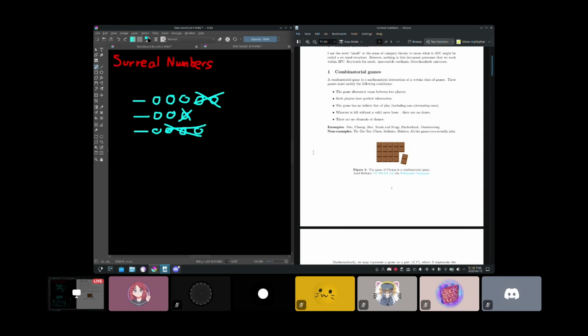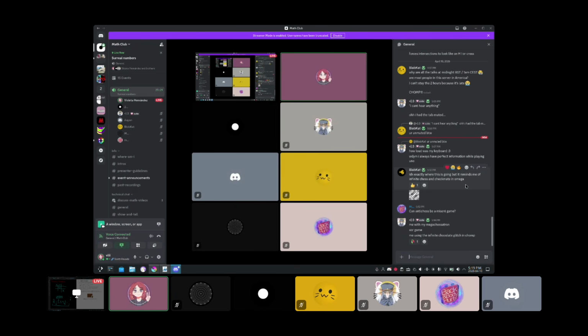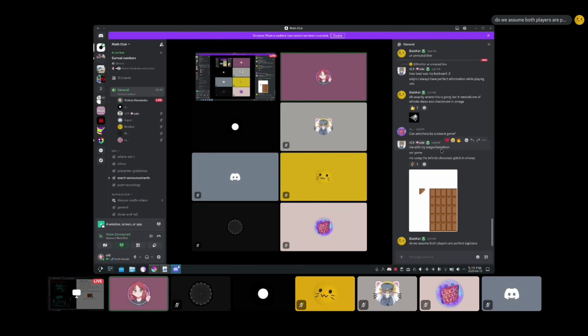So, any questions so far? Let me just check chat real quick. Yeah, Infinite Chess and Checkmate in Omega, those are examples of games that have an infinite amount of states, but which don't have any infinite lines of play. Can anti-chess be a misery game? Well, I don't know what you mean by anti-chess, but you can totally play chess to lose, and that would be a misery game, for instance.